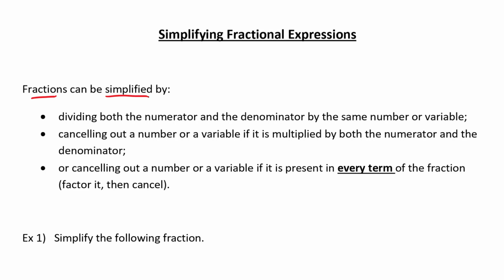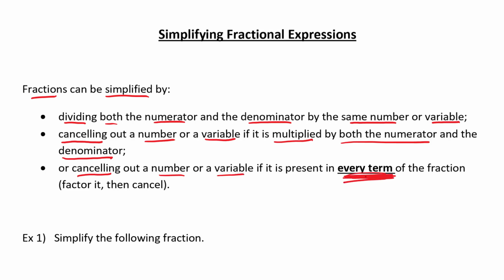So fractions can be simplified many different ways. First of all, we can divide both the numerator and the denominator by the same number. We've done that before when we simplified our fractions, but now we can divide it by the same variable. We can cancel out numbers or variables if that value is multiplied by both the numerator and the denominator. Very important, it has to be in both. Finally, if you have many terms throughout the numerator and the denominator, you can cancel those values out, the numbers or variables, if it's present in every single term in both the numerator and the denominator.